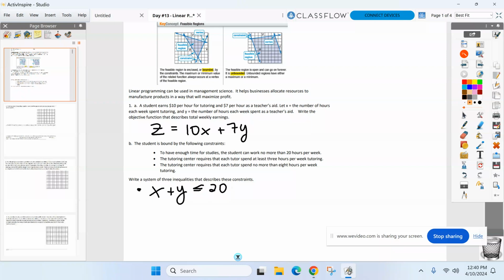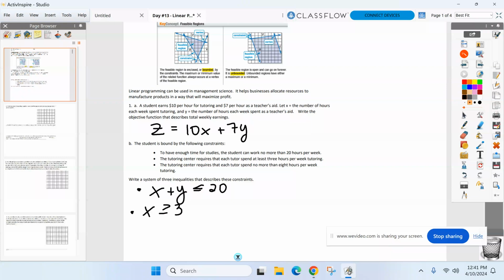But there's more restrictions. Keep reading. The tutoring center requires that each tutor spend at least 3 hours a week tutoring. So you got to do at least 3. What variable do I need here first? Well, variable X, right? Because I'm only talking about tutoring. And what are you going to put there if you have to do at least 3 hours a week tutoring? Greater than or equal to 3.